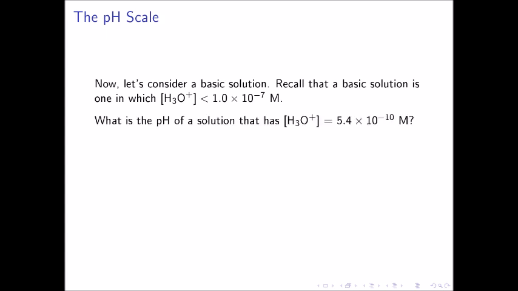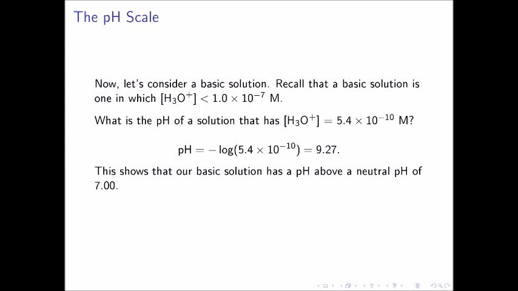So let's find the pH of a solution that has a hydronium ion concentration equal to 5.4 times 10 to the negative 10 molar. As before, we start with our definition of pH, which in this case is negative log of 5.4 times 10 to the negative 10. The pH value turns out to be 9.27. In this case, we see that our basic solution has a pH above a neutral pH of 7.00. And again, at 25 degrees Celsius, this will always be true. Any basic solution has a pH greater than 7.